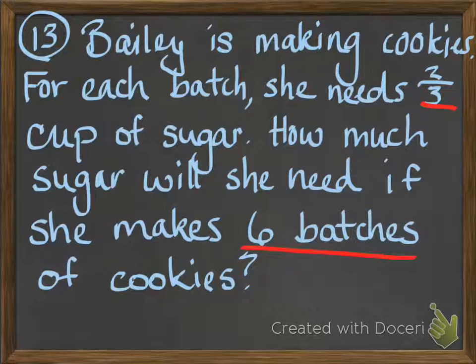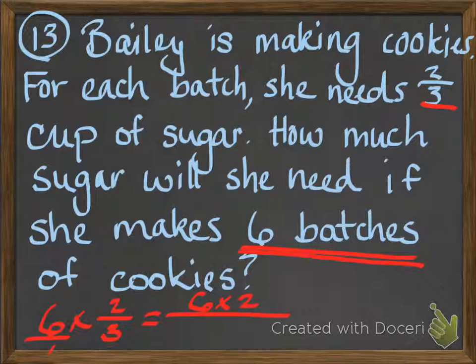Okay, you should have found it's asking you to multiply, and you need to multiply 6 times 2/3. So I'm going to have 6 times 2/3. And I know that 6 is really over 1, so now I can rewrite it. 6 times 2, multiply the numerators, then multiply the denominators. 1 times 3. 6 times 2 is 12, and 1 times 3 is 3. Then I'm going to remember this is fancy division. 12 divided by 3 is 4. So she's going to need 4 cups of sugar.